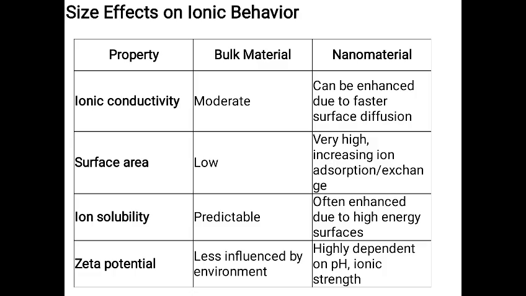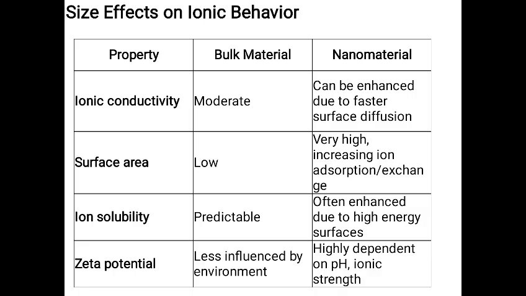Ionic conductivity: in bulk material it is moderate, whereas in nanomaterial it can be enhanced due to faster surface diffusion. Surface area: it is low in bulk material and very high in nanomaterial due to increased ion adsorption or exchange. Ion solubility: it is predictable in bulk material and it is highly enhanced due to high energy surfaces in nanomaterials.